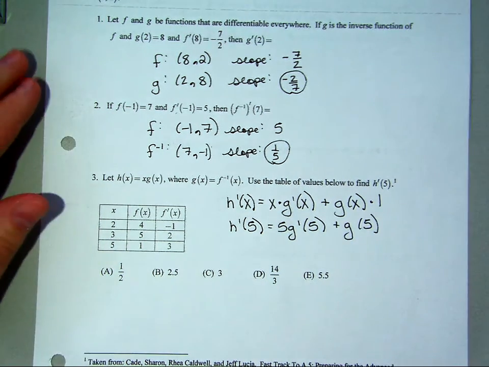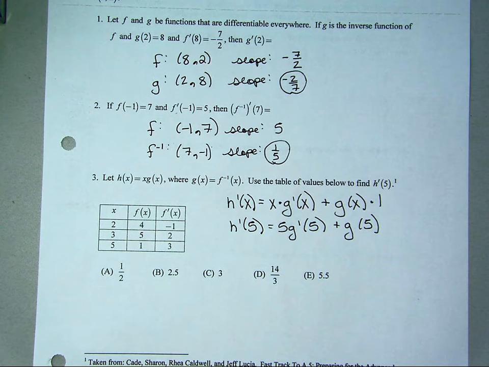X times g prime of x plus g of x times 1. I plugged in my 5, so I just got 5 g prime of 5 plus g of 5. You with me on the product rule stuff? Here's the problem. Can you look at the chart and know things about g right away? No, because the chart's all about f. However, I'm told that f is the inverse of g. So I'm going to start making my own little chart comparing f things and g things.